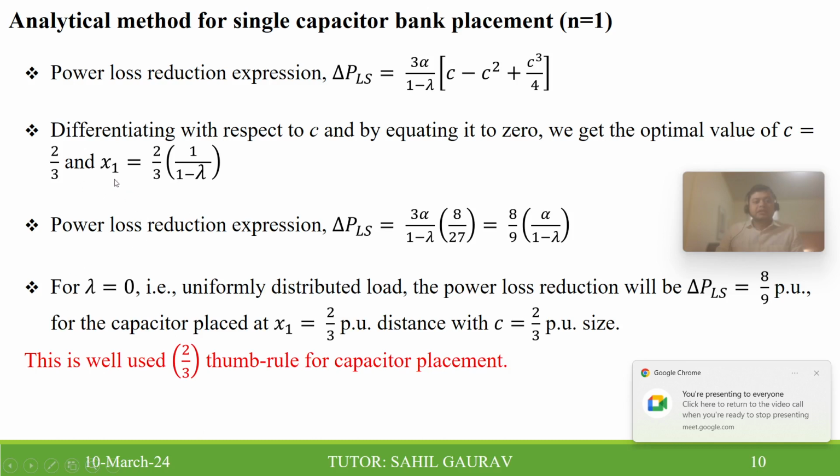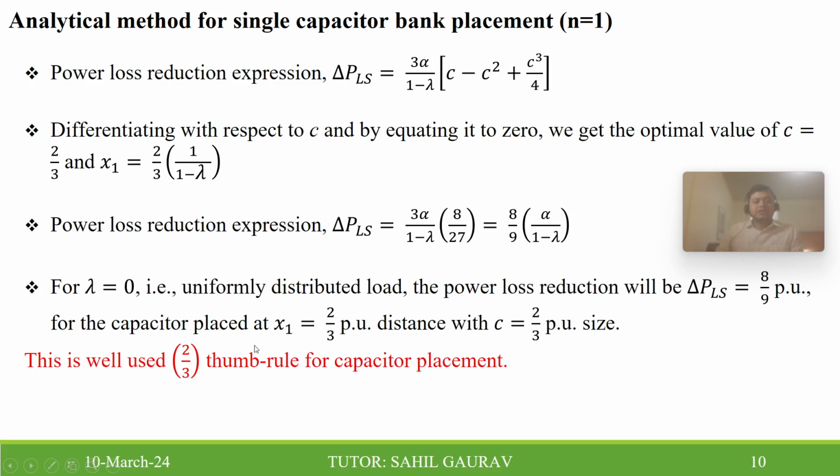And the placing of the capacitor bank is at two-third of 1 divided by 1 minus lambda. Therefore the power loss reduction expression will become 8 divided by 9 into alpha into (1 minus lambda). And if we have a uniformly distributed load, that is lambda equal to 0, this power loss reduction will become 8 divided by 9 per unit, that is about 89%.